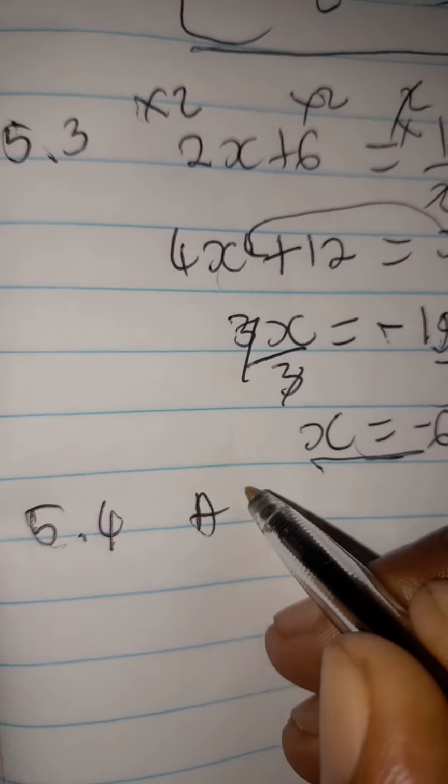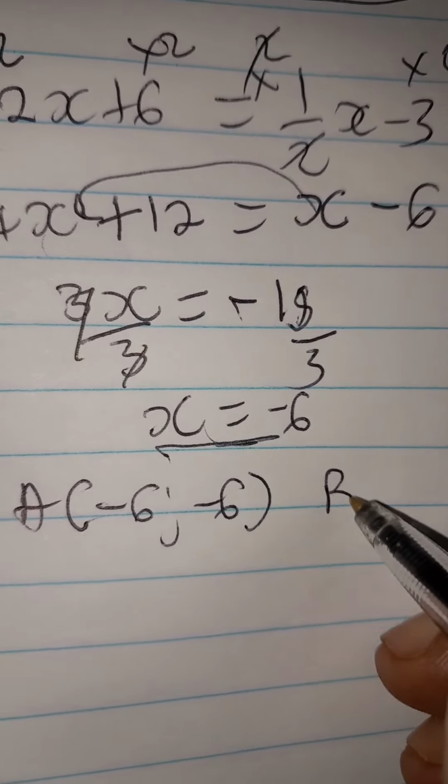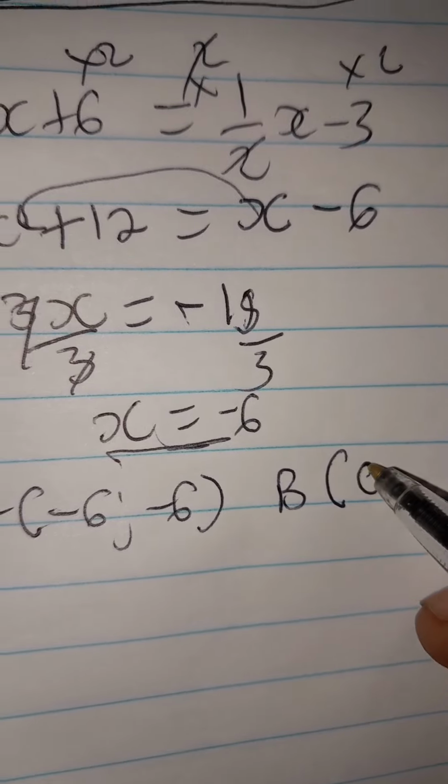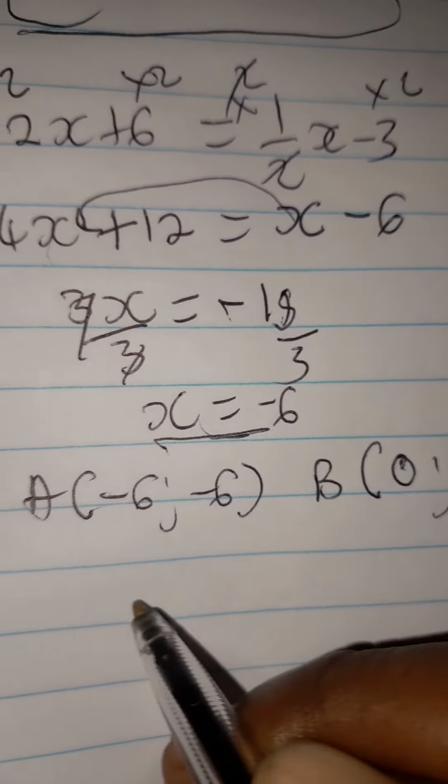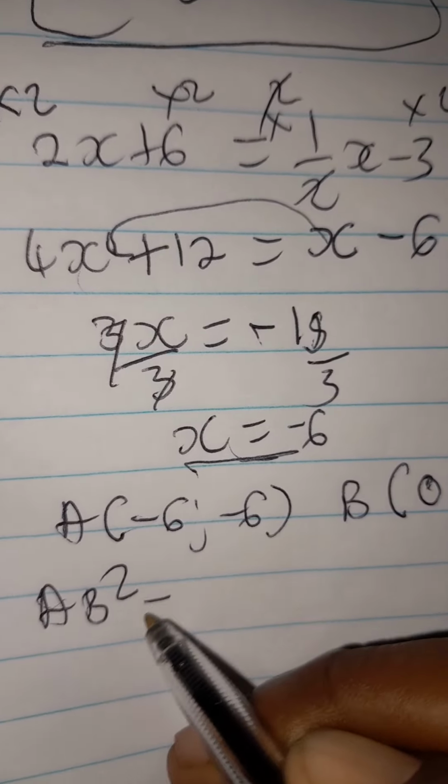Remember, you need to have the coordinates of A. It's given as negative 6 and 6. And we did find the coordinate of B, which is 0 and 6 from 5.1. So we are going to use the distance formula to calculate the length.